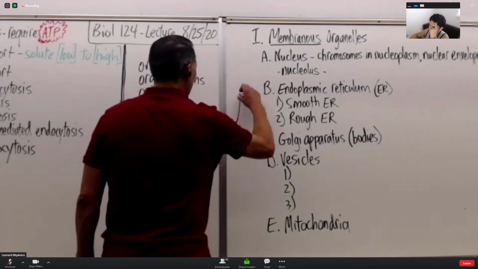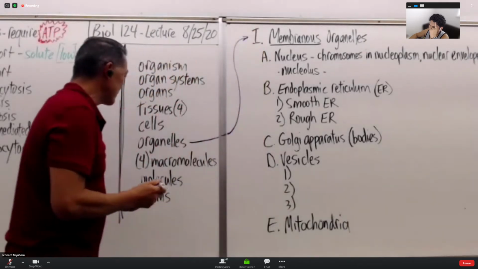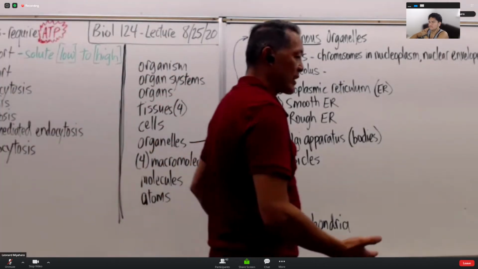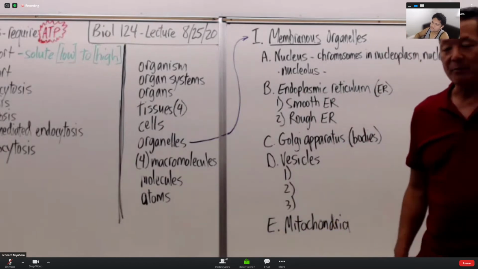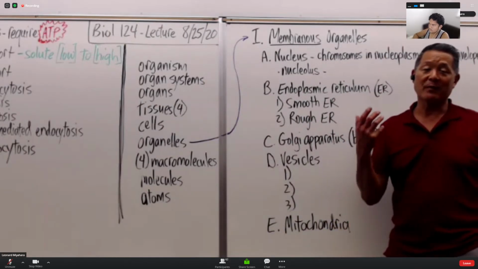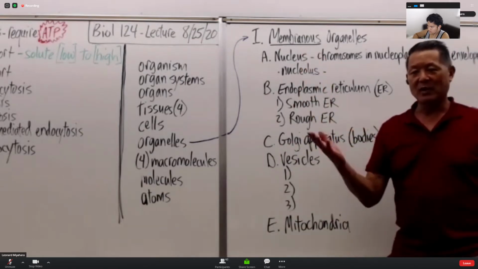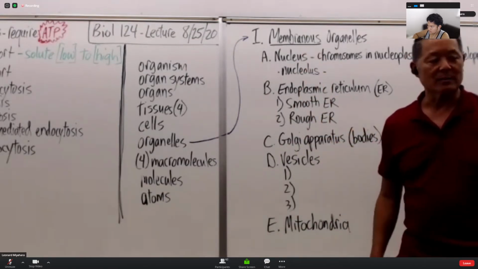And there's a way to classify organelles on whether or not they are made up of plasma membranes or not. If they're made up of phospholipid bilayers, those are the membranous organelles, and then we're going to have a list of organelles that are not made up of phospholipid bilayers. But that's what we're talking about in lecture today.